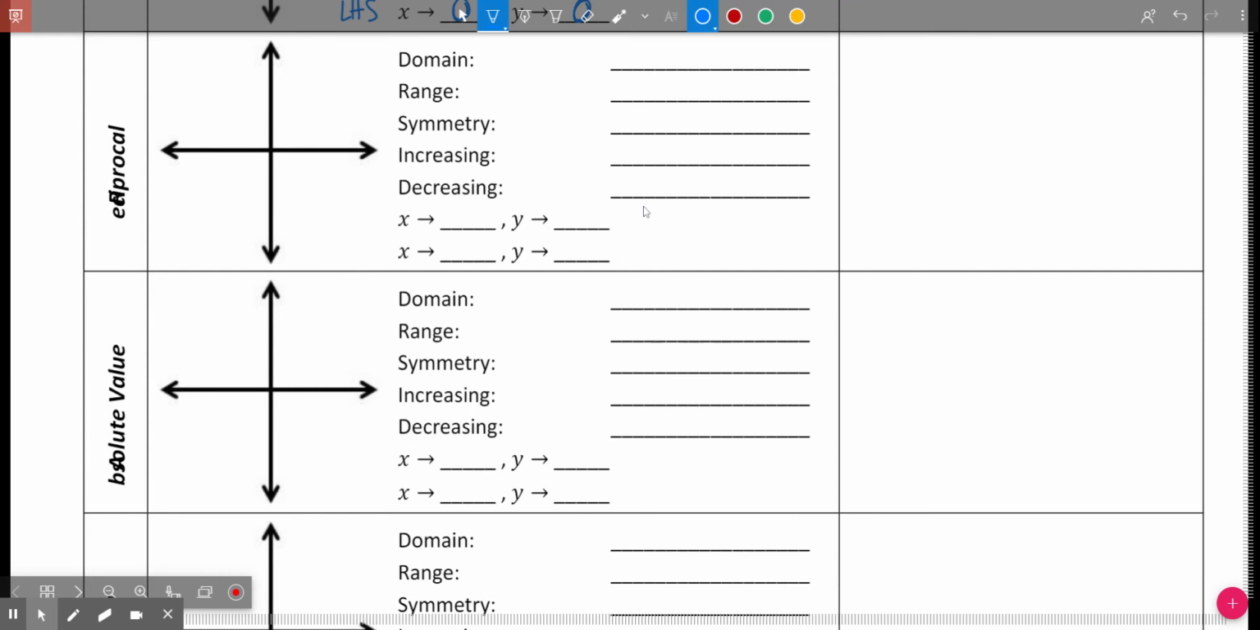The next function is the reciprocal function. The parent reciprocal function is f of x equals 1 over x. Now, because we can't divide by 0, this creates some special boundary lines. We have a horizontal asymptote at y equals 0. That's the x-axis.